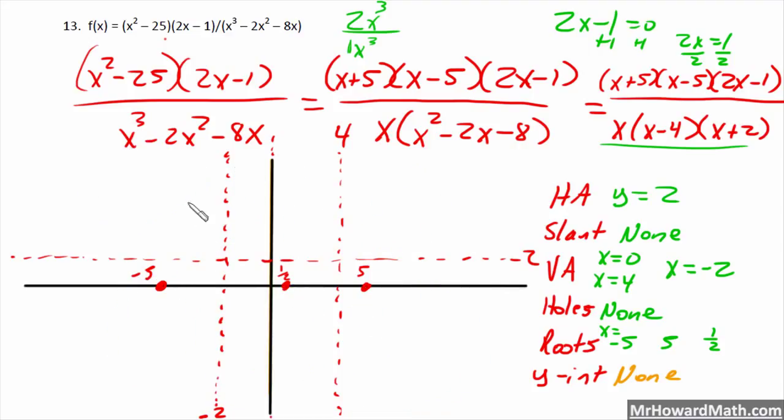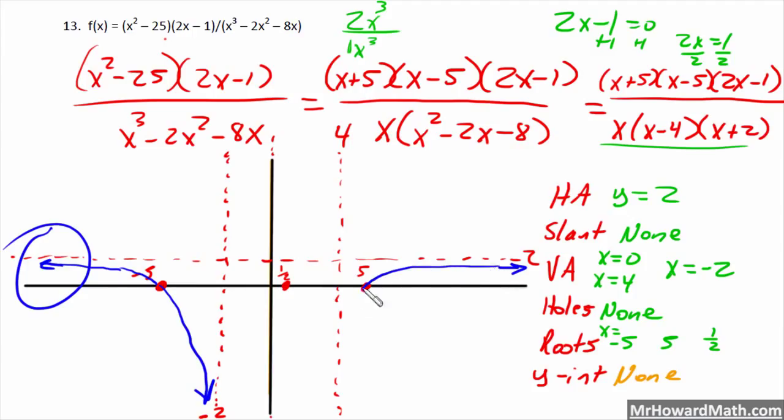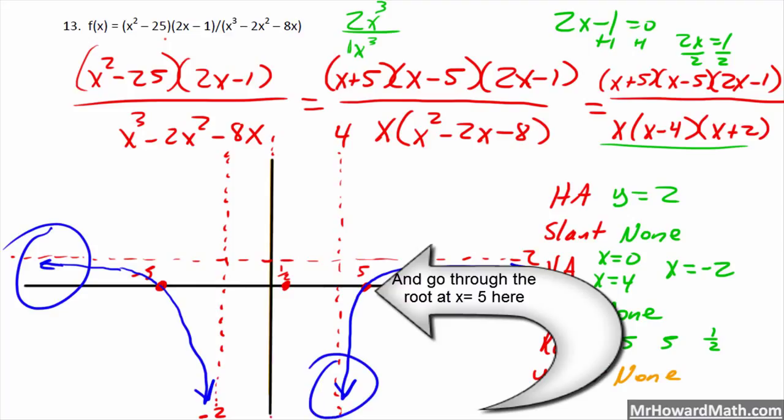I can say for sure that the far left side of the graph must look like this, because I have to go through that root and approach the vertical asymptote here and the horizontal asymptote here. So I'm confident that that one looks that way. And I can also say for sure that the far right side of the graph looks like this because it has to approach the horizontal asymptote here, vertical asymptote here.